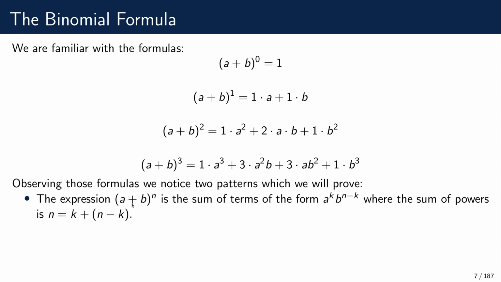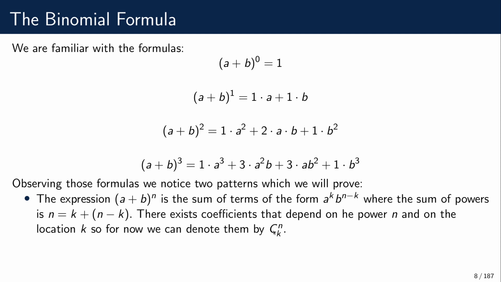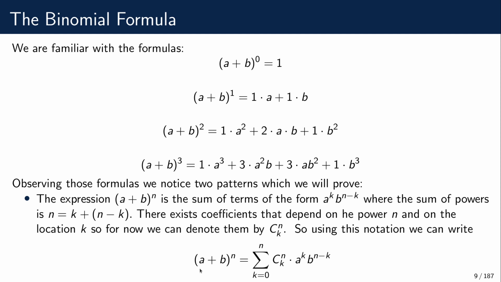So the pattern that we notice is that the expression of (a plus b) to the power of n is a sum of terms of this form, where the sum of their powers is n. Okay, because that's what we see, that k plus n minus k is n. And we have some coefficients. And what can we say about those coefficients for now? Let's call them c_{n,k}. c_{n,k} is the coefficient of this expression. Okay, and so then our conjecture is (a plus b) to the power of n is of this form. It's a sum of those expressions with some coefficients, and the binomial formula actually tells us how to compute those coefficients.